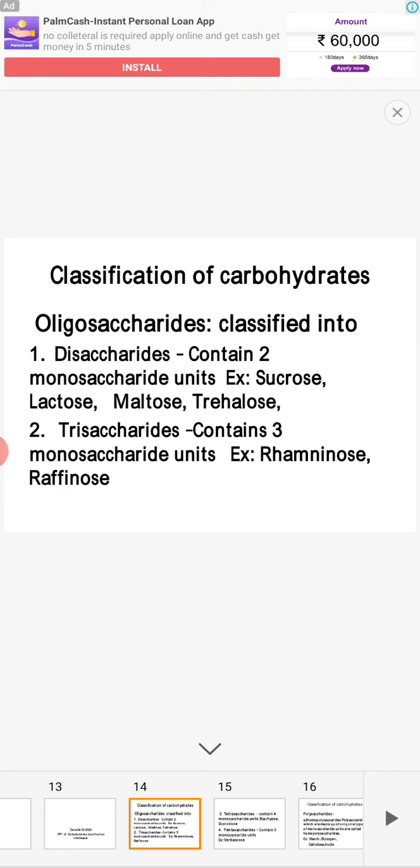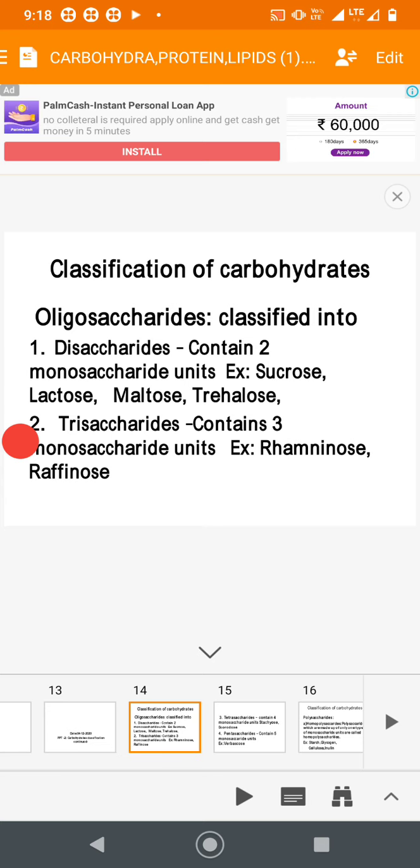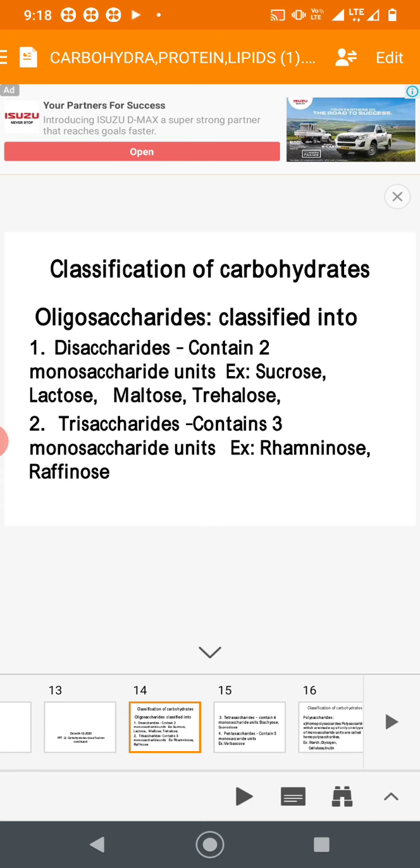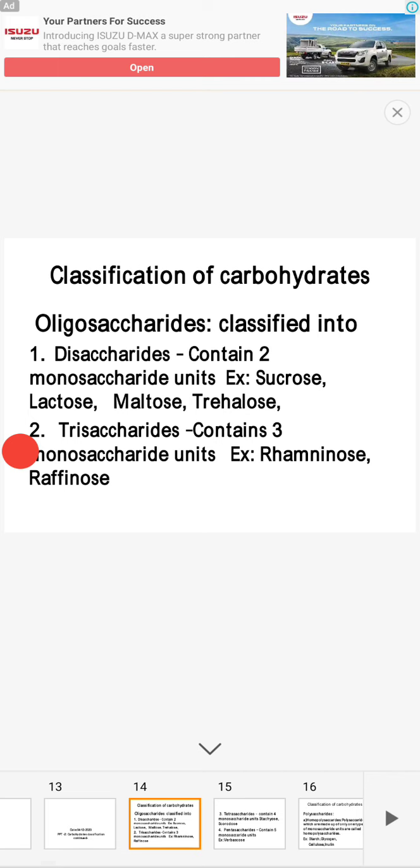Example for oligosaccharide is disaccharide, which on hydrolysis gives 2 monosaccharide units. Example is sucrose, which is nothing but table sugar. Then lactose is milk sugar. On hydrolysis lactose gives glucose and galactose. Lactase is the enzyme. Maltose is the malt sugar, which can be obtained from germinating seed. So maltose gives 2 glucose units on hydrolysis.